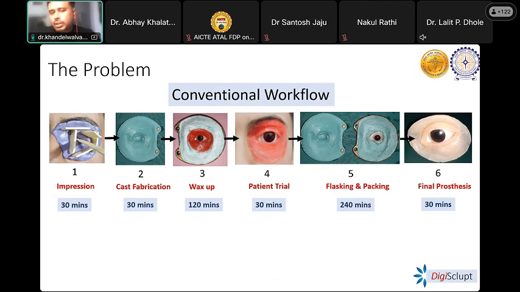Then the trial of prosthesis is done. Now this is an iterative step. So many times the wax up and the patient trial, this cycle goes on, and after that the flasking and packing into silicone is done, and the final prosthesis is delivered to the patient. So you can see it involves a lot of steps which are time consuming. Also extensive skills are required, and this is the main reason because of which these are not routinely practiced by the practitioners, and also this is the reason why the patients are suffering for not having a good maxillofacial prosthesis.